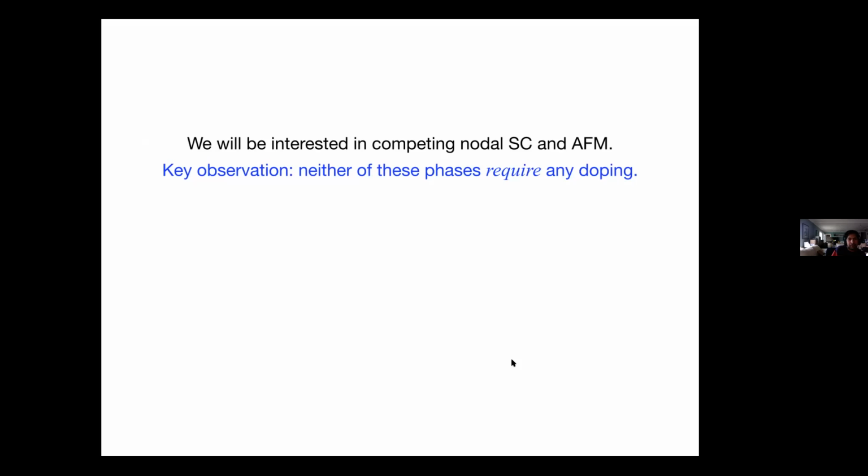So we are interested in nodal superconductors and their competition with antiferromagnetism, partly motivated by these experiments I mentioned. And the key point is if you're coming from thinking about cuprate experiments, you think of them being connected by some kind of chemical potential. And as I said, that's hard, that we can't do because of this tension between Fermi surface and Mott. So instead, the main observation is that neither of these phases requires any chemical potential. You can have them at half filling. So why not just do that?